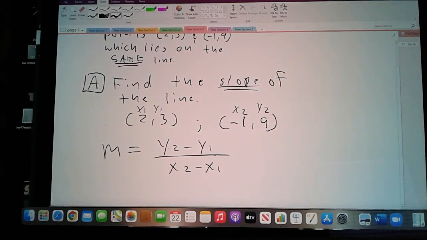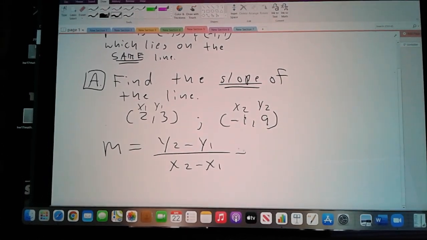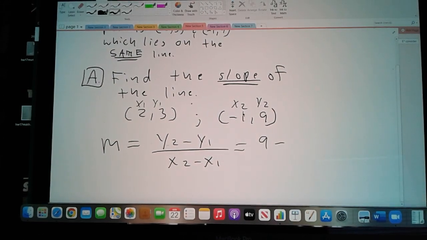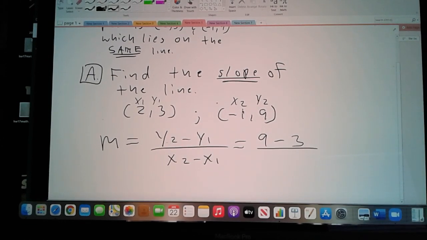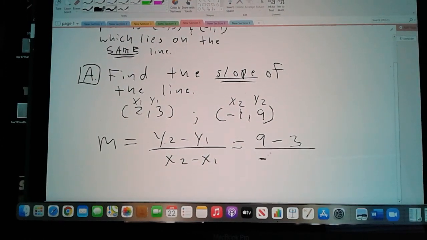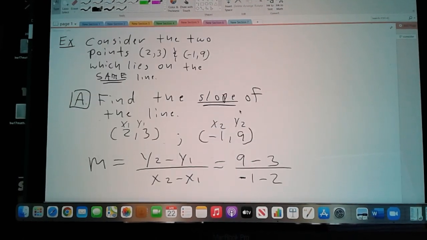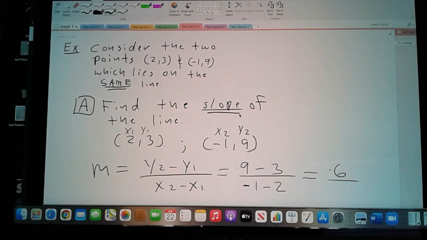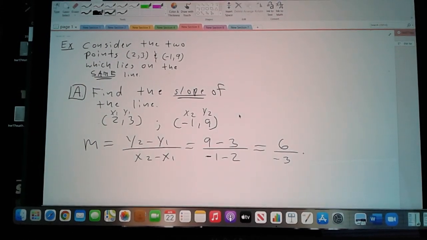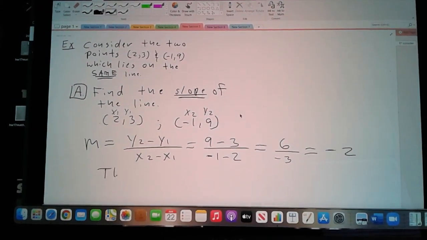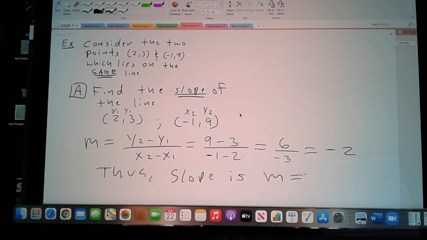y2 minus y1 over x2 minus x1 is the formula we need. So y2, you can see it's 9, right? y1 is 3. So y2 minus y1 is 9 minus 3, divided by x2 minus x1, so that's negative 1 minus 2. 9 minus 3 gives me positive 6. Negative 1 minus 2 gives me negative 3. So I get 6 over negative 3, which is negative 2. Thus, the slope m is equal to negative 2.